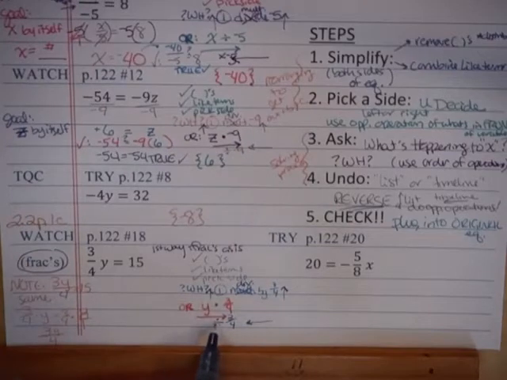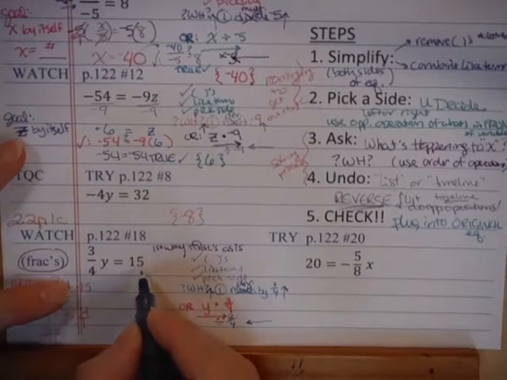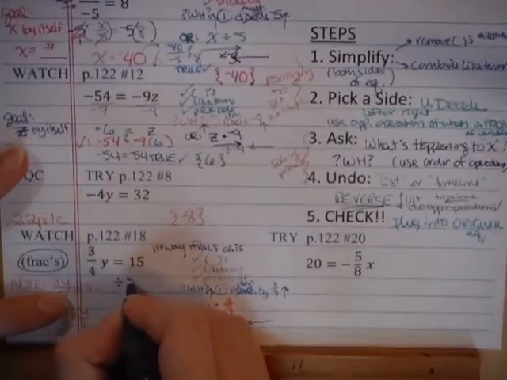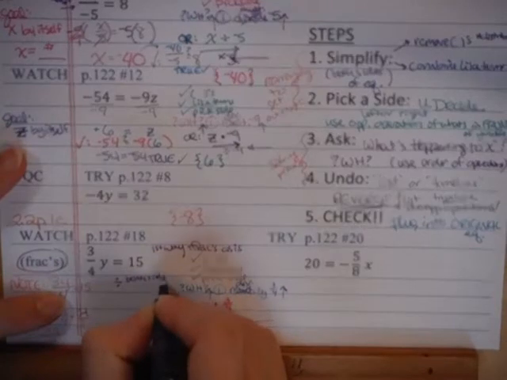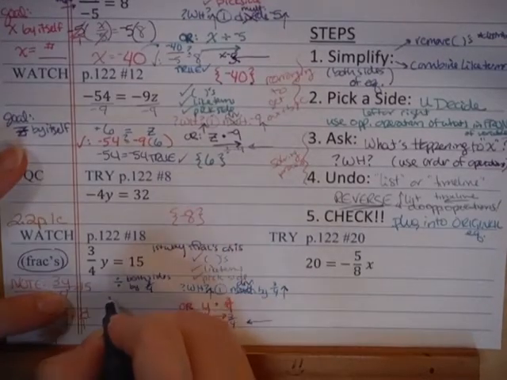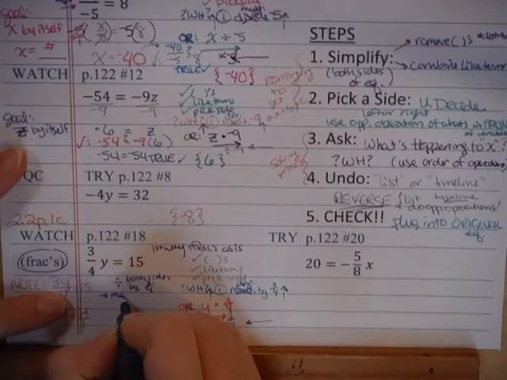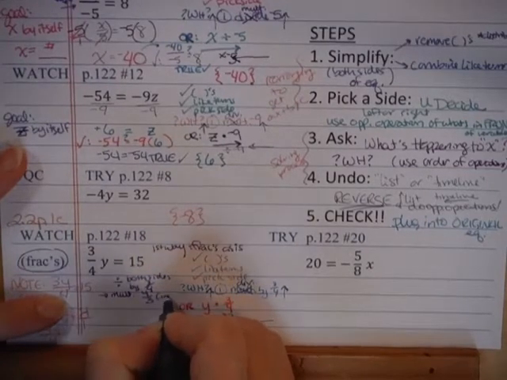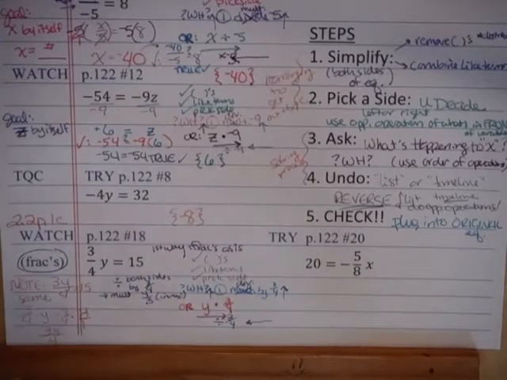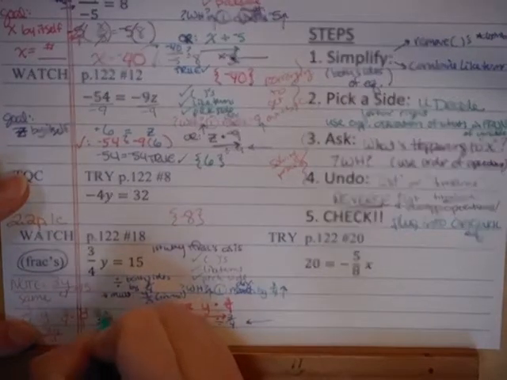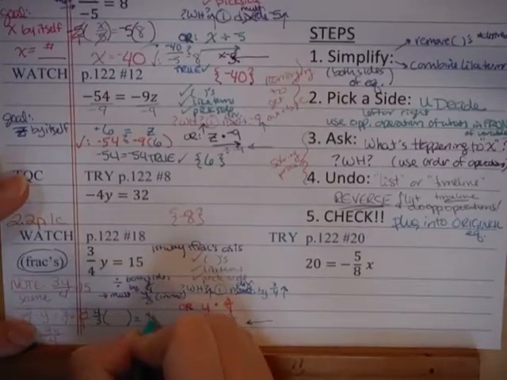Now we're telling ourselves exactly what to do. We're going to divide both sides by 3/4. When you divide both sides by 3/4, that's really the same as multiplying both sides by 4/3, because we do the inverse. So that's what we're going to do here first. We're going to take 4/3 times both sides of the equation.